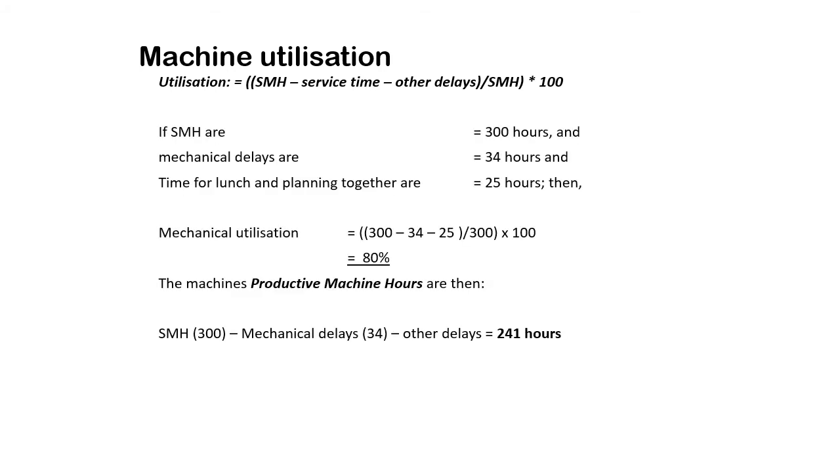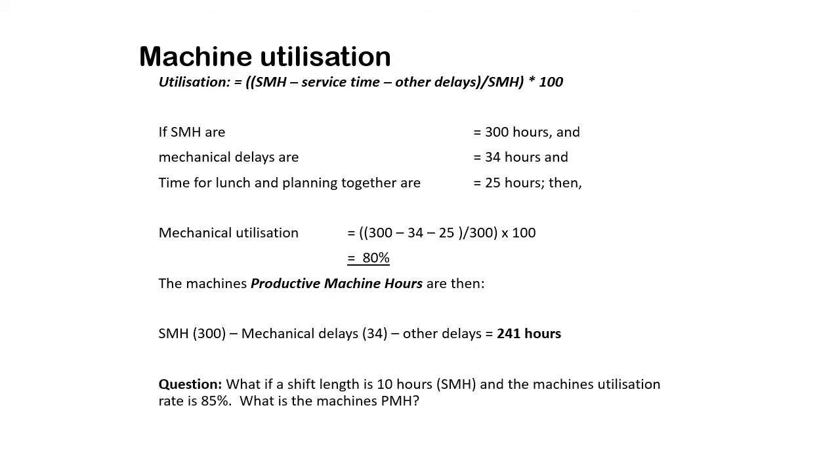Machine utilization. Utilization takes the scheduled machine hours minus the service time minus other delays over scheduled machine hours as a percentage. So if the scheduled machine hours are 300, the mechanical delays are 34, and time for lunch and planning and other delays are 25 hours, then the utilization is 300 minus 34 minus 25 over 300, giving us a utilization of 80%. The machine's productive machine hours are then 300 minus 34 minus 25, which gives us 241 hours.